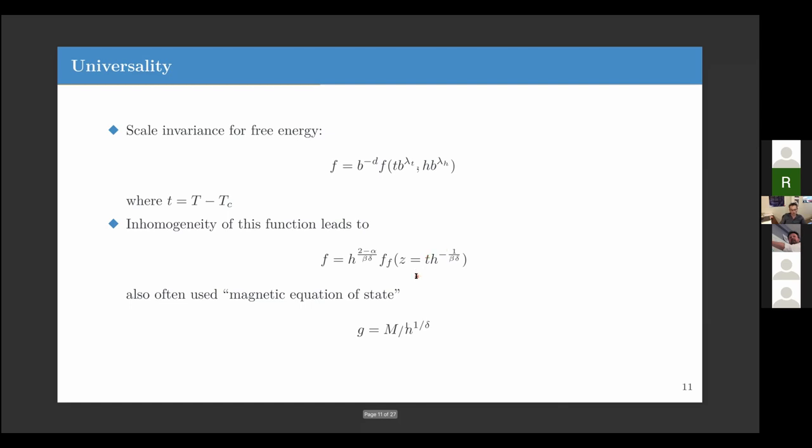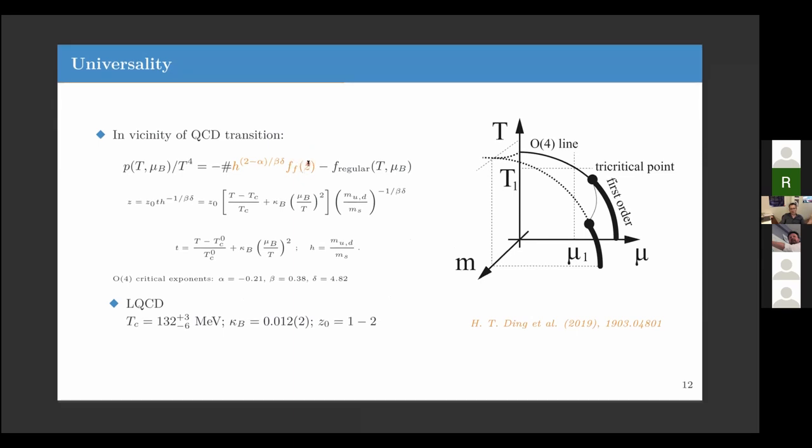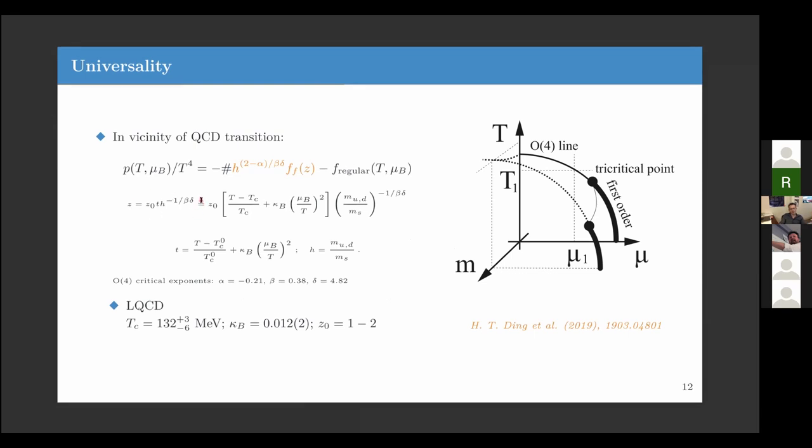So often we'll be talking also about the so-called magnetic equation of state, where you have the order parameter divided by some combination of this magnetic field. I will talk about this a little bit later. So in application to QCD, in the vicinity of this phase transition, say pressure as a function of temperature and chemical potential can be represented in the following form, where we have the universal free energy as a function of the scaling variable z. And the parameters of the scaling variable z can be mapped to the temperature, chemical potential and the light quark mass in the following way.